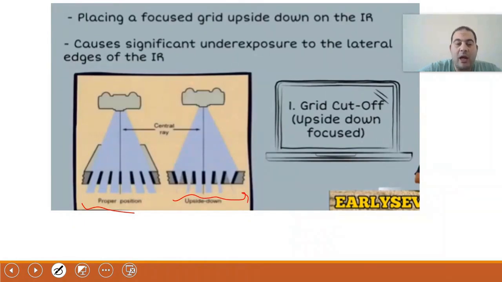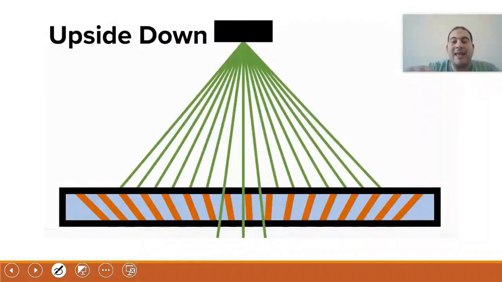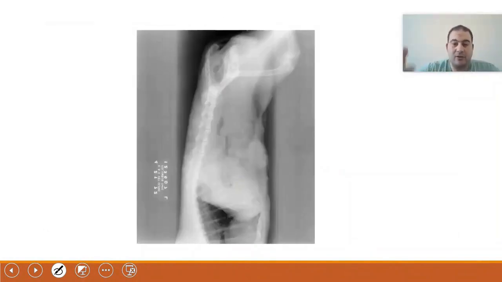Here is the focused grid, and it was flipped during the imaging process. What will happen is that the area that is supposed to be in the peripheral will have low intensity of radiation passing through, because you have flipped your grid upside down. So what will this do? You will find that the peripheral of your field of view appears like this. Why? Because no radiation reached those two areas. So this is upside down.